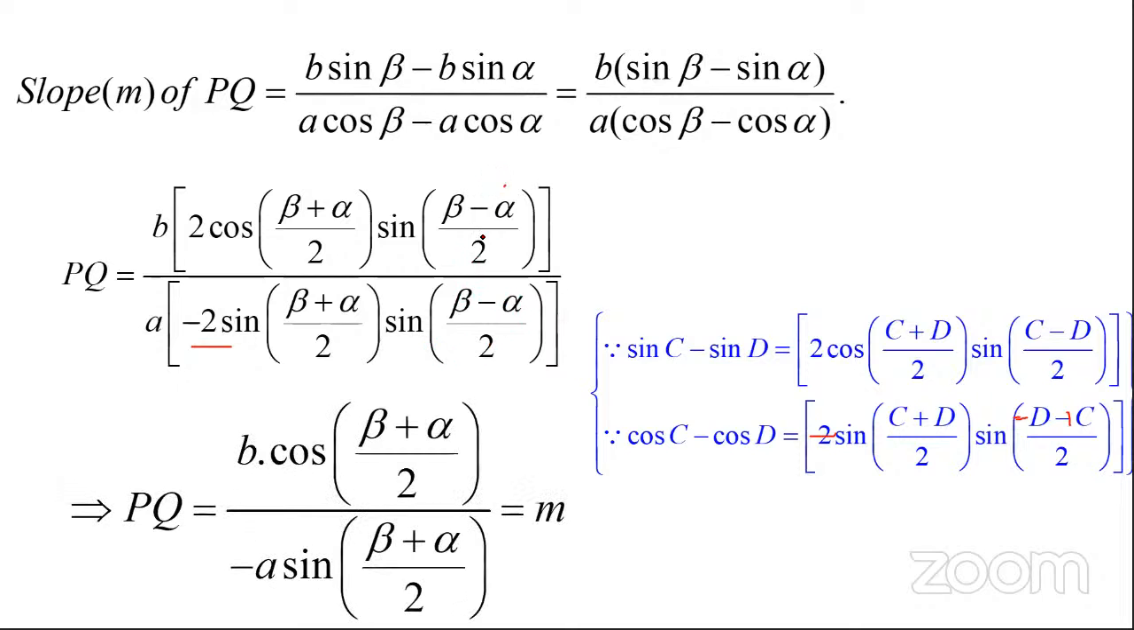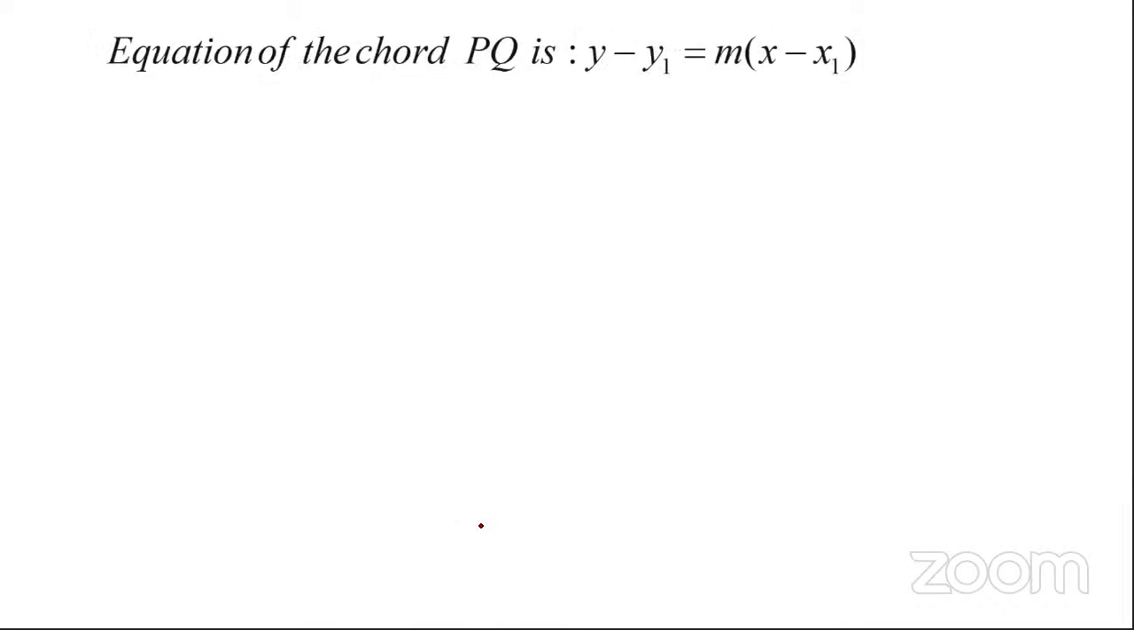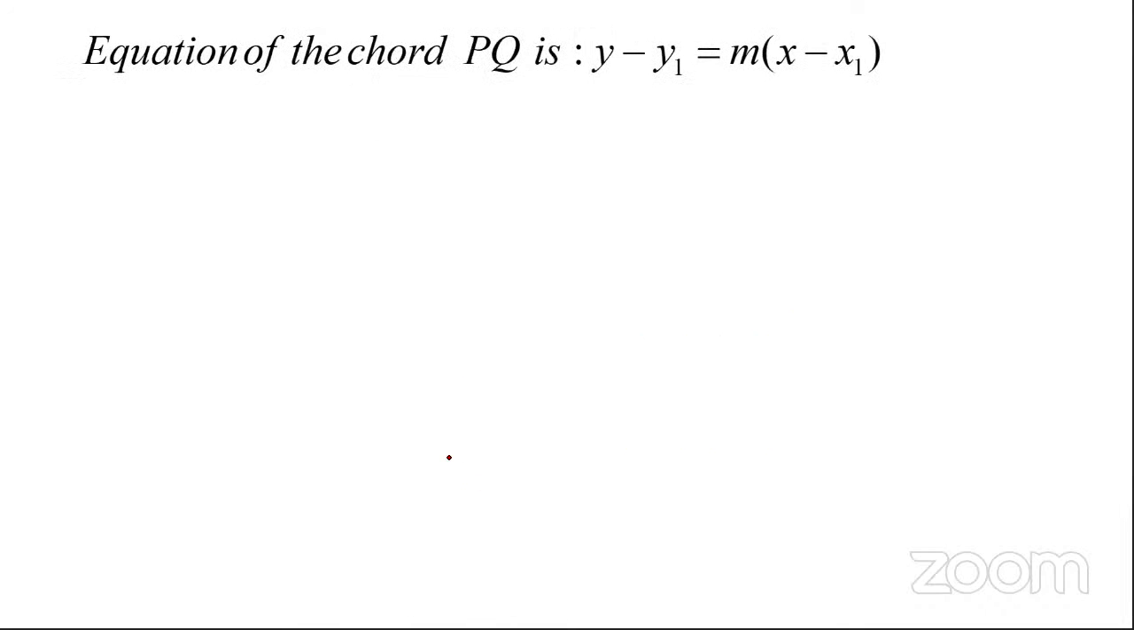These two are equal, so I'm cancelling them. The slope PQ is equal to minus b cos((beta+alpha)/2) divided by a sin((beta+alpha)/2). That is the slope. So the equation of the curve is y minus y1 equals m times (x minus x1).